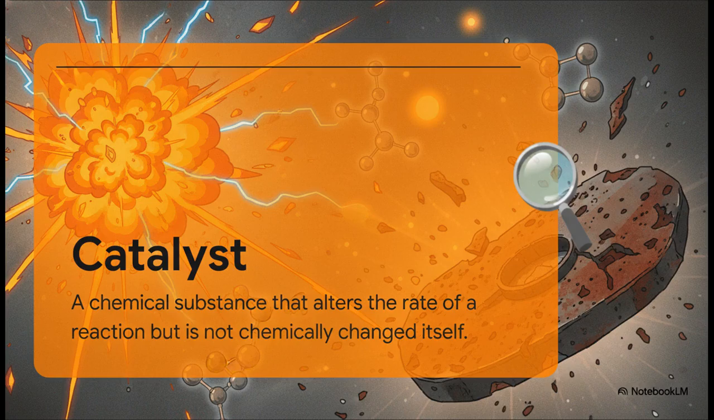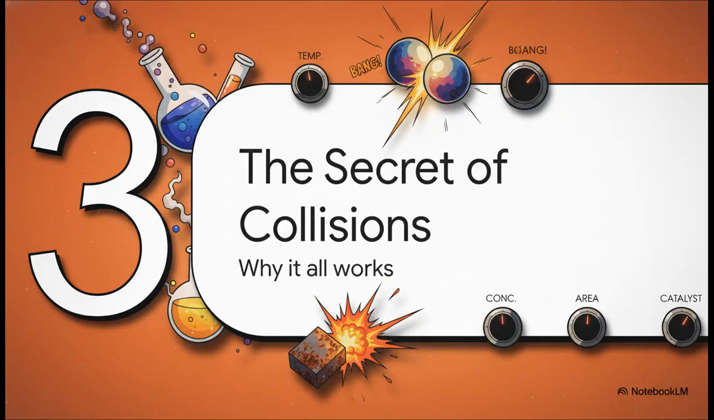You can think of a catalyst as like a chemical matchmaker. It's the special substance that jumps into a reaction, helps it happen much, much faster, and then, here's the crazy part, it jumps right back out at the end, totally unchanged. It doesn't get used up, it just makes the whole process easier. So we've got our 4 knobs: concentration, size, temperature, and catalysts.